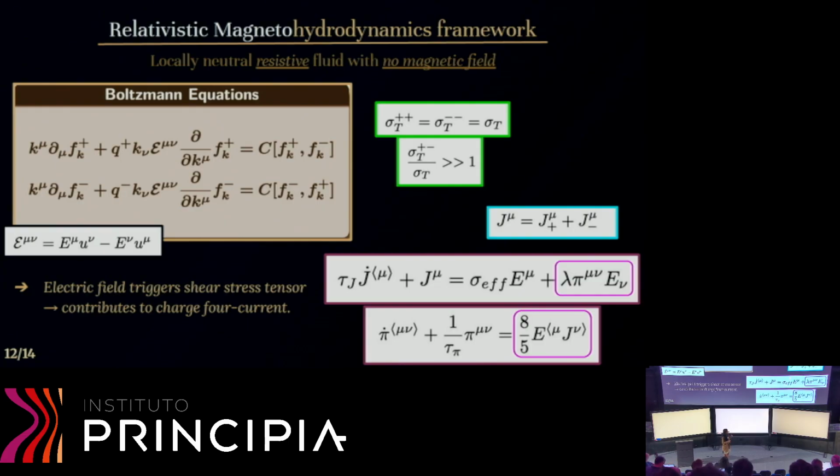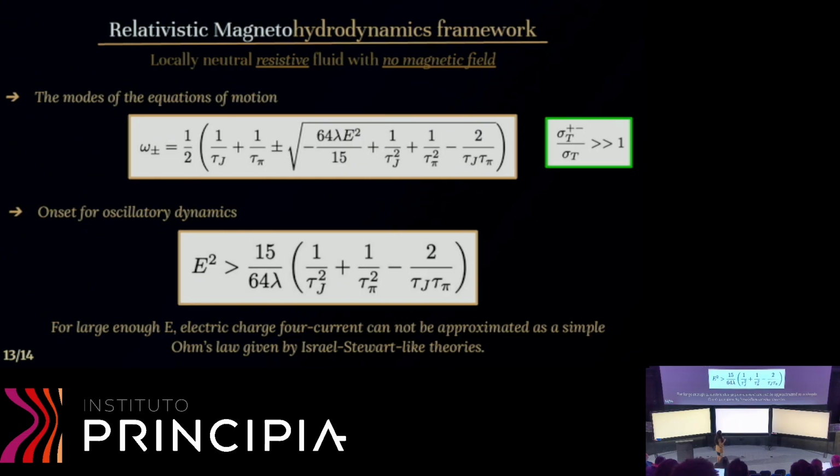And so these equations are coupled but simple, and we solve these equations to get the modes of the equation. And again, in this approximation that the interspecies particles are colliding much more than the same-species particles, we see again a similar result: that if the electric field exceeds a certain value, we will have oscillations in the system. And so the usual extended Ohm's law can no longer be valid. So again, this system will not be accurately described by the Israel-Stewart theories.